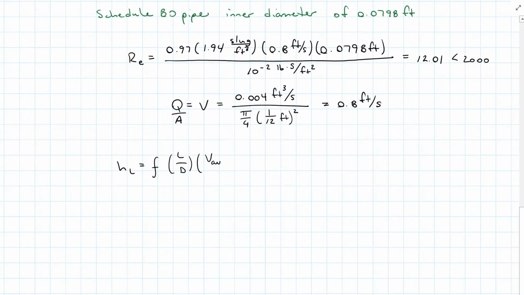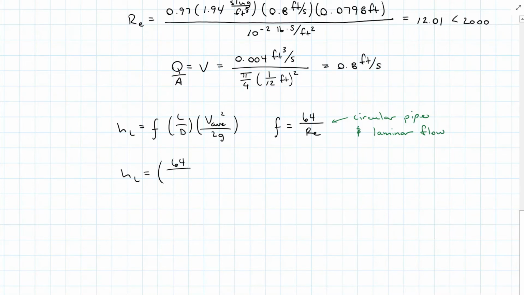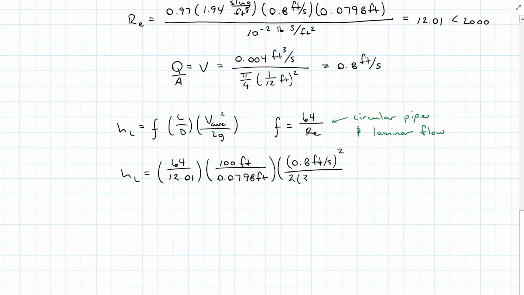Darcy friction factor times length over diameter times average velocity squared all over 2g, where friction is 64 over Reynolds number for a circular pipe for laminar flow. That gives my head loss equation of 64 divided by 12.01 times length, we're doing per 100 feet, all over the hydraulic diameter, times the velocity, and we get 66.4 feet of head loss for every 100 feet of level pipe we have.